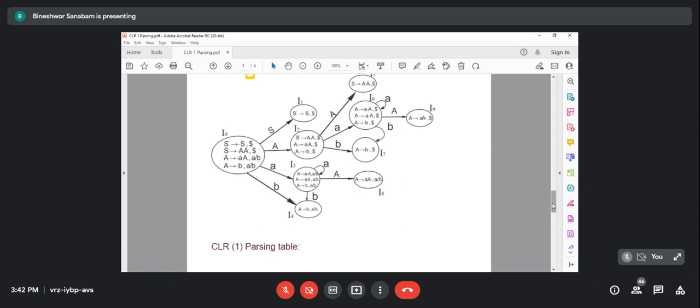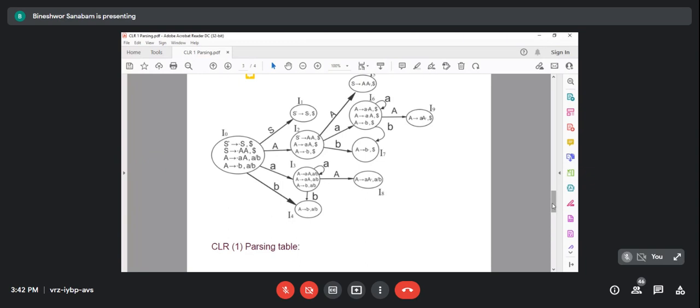What I'm asking is about state I3. Just for example, look at I3 and I6. Whether the LR0 items are the same or not.